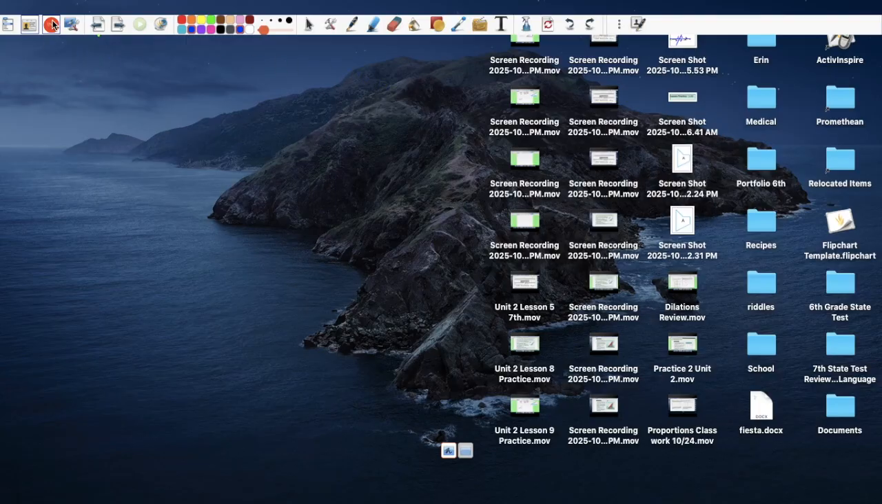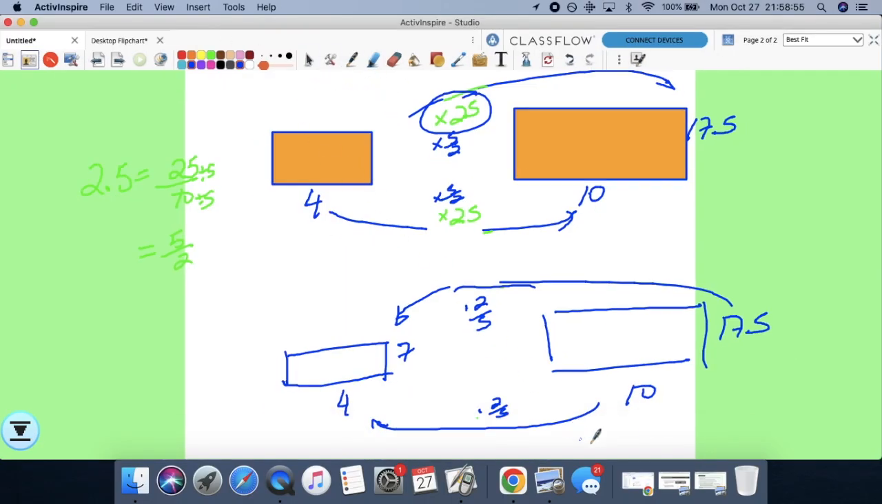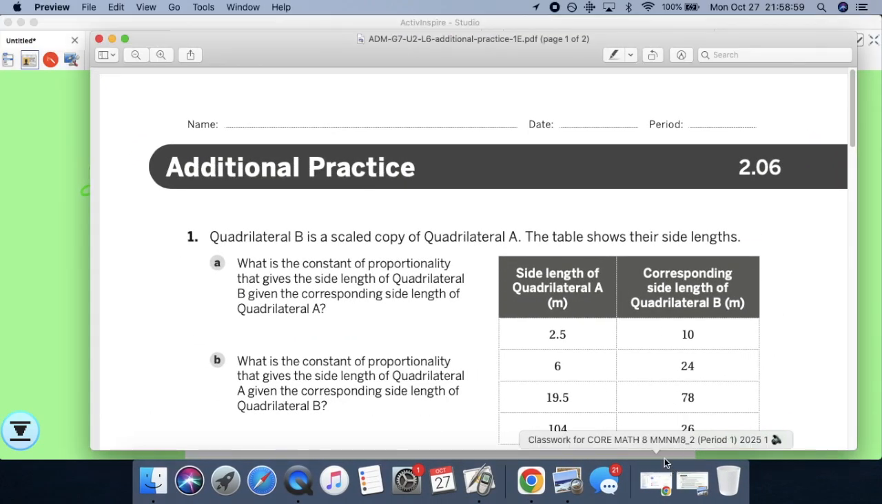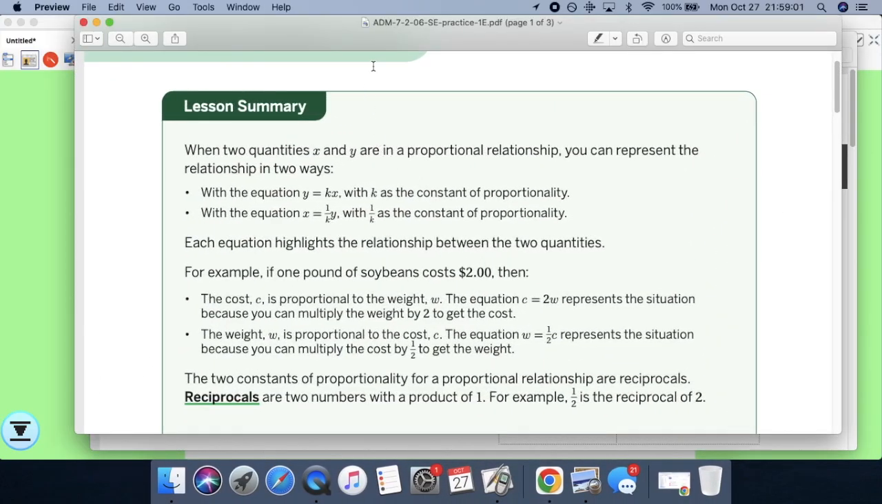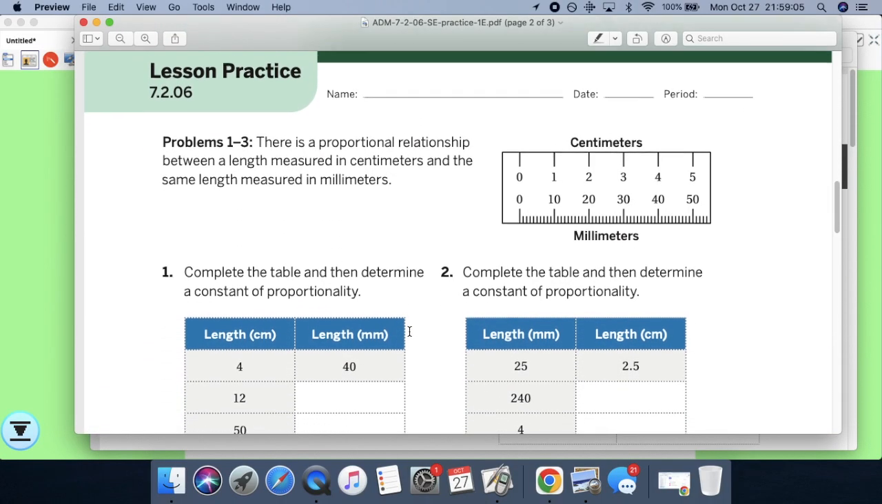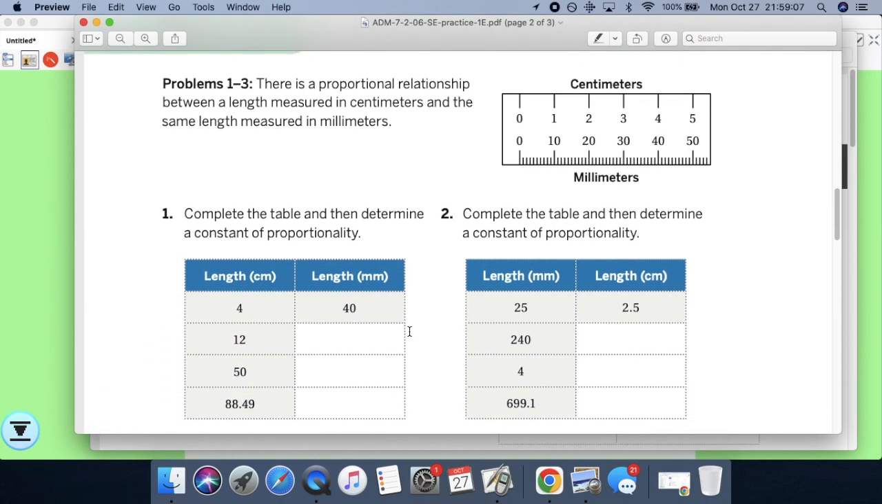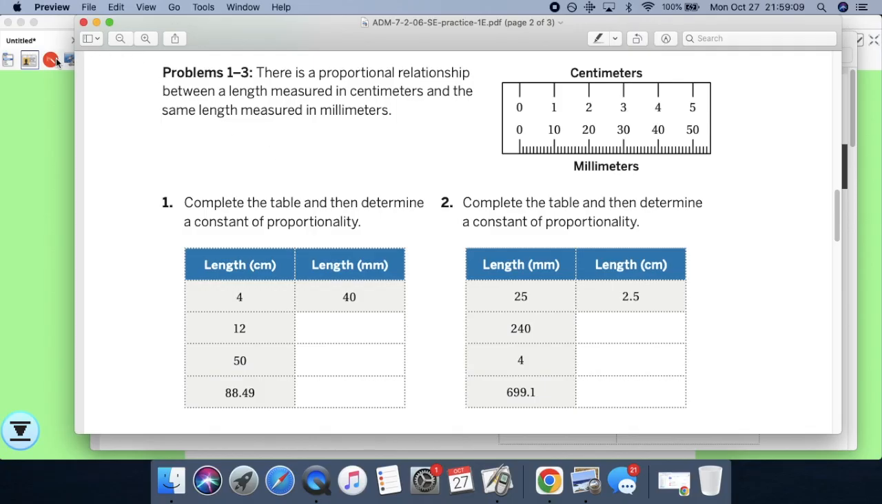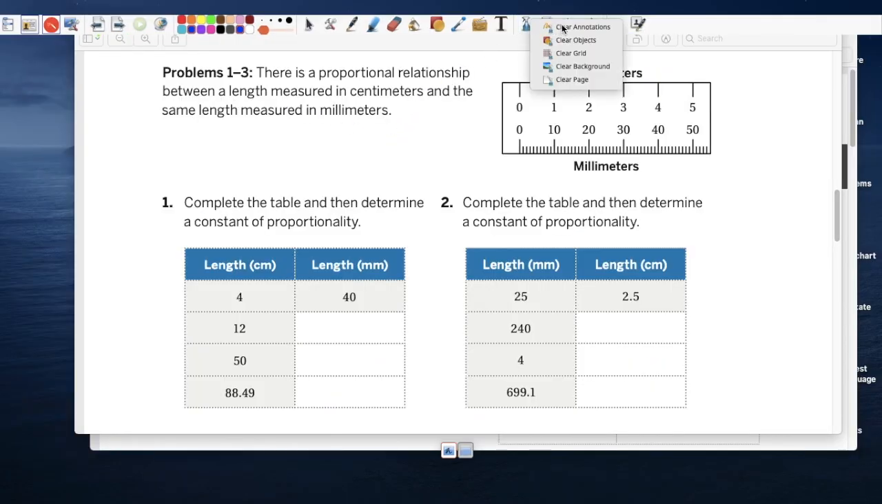Let's see if I make more sense with this one here. Where is it? Not this one. This one. Okay, I'm going to skip all that. All right, so let's see what this says.